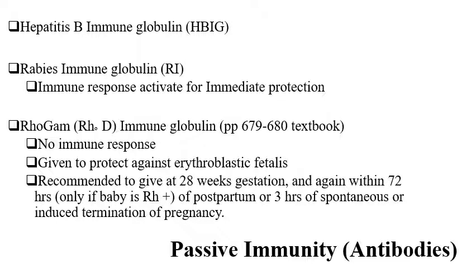So in that case, we give RhoGAM. It's given only to Rh negative moms. I'll say that again. It's given only to Rh negative moms, and it produces antibodies against the Rh positive blood and prevents immune sensitization. And this is to prevent future pregnancies. Again, RhoGAM is given only to Rh negative moms. RhoGAM produces antibodies against Rh positive blood and prevents immune sensitization to protect against further or future pregnancies.